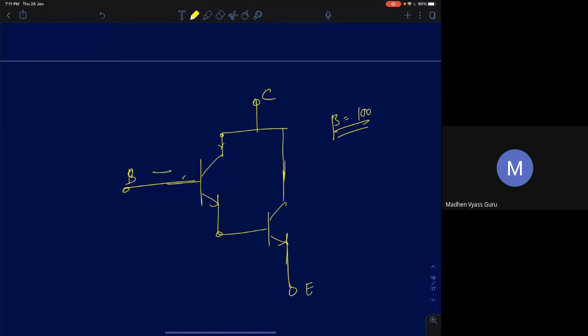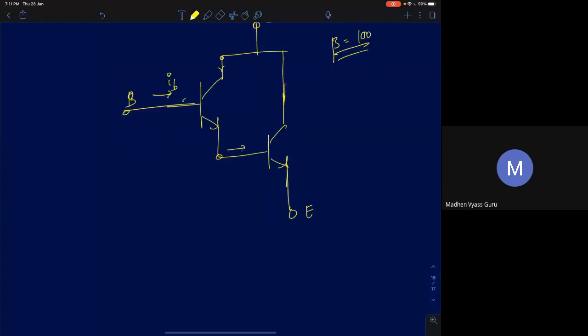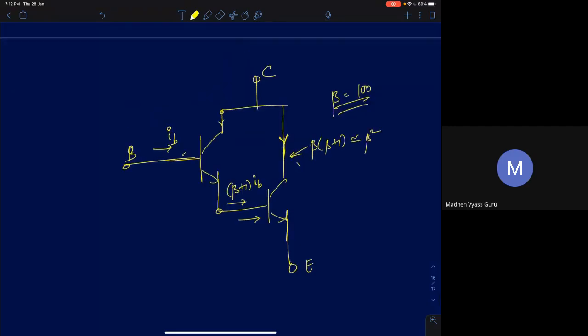Okay, so now if this is IB, let's say IB is flowing in this direction. What will be the emitter current here? Can I say it is beta plus 1 times IB? That will be the base current of the next transistor. If this is beta plus 1 times IB, what will be the current flowing through this? Beta into beta plus 1, okay, beta into beta. So I can approximate it as beta square. Now this current here will be beta times IB. This current here will be beta square times IB. It is in fact beta into beta plus 1.